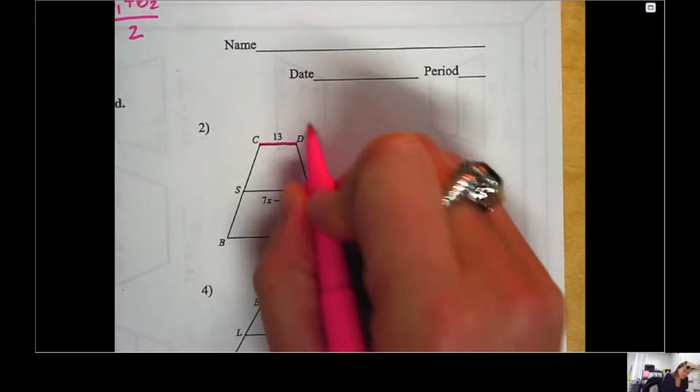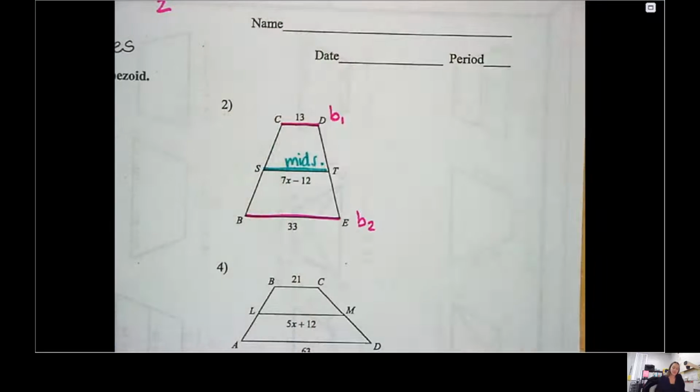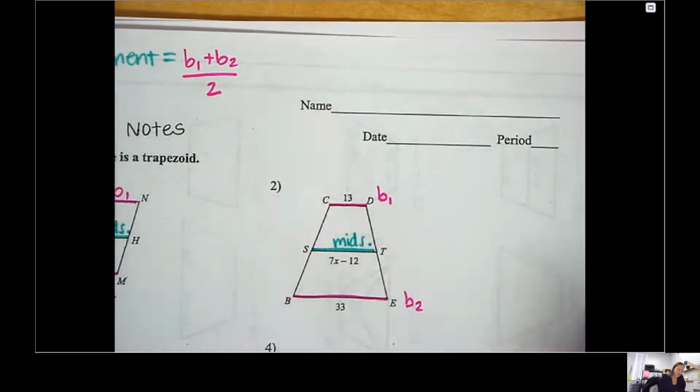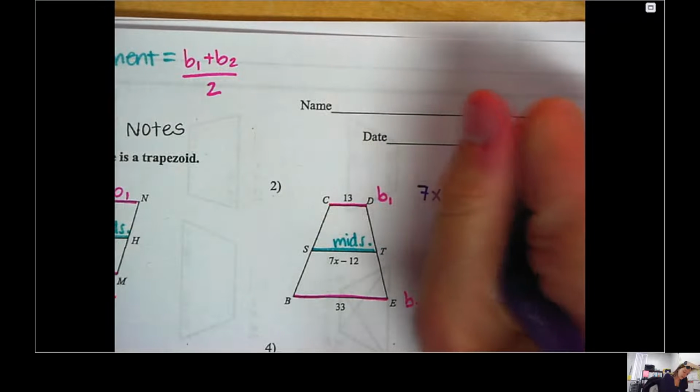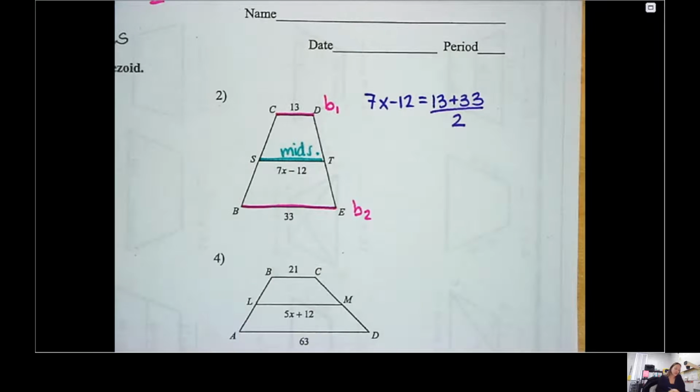Number 2, my base 1 is the 13. My base 2 is the 33. And it doesn't matter if you flip-flop these. It doesn't matter which one's base 1, which one's base 2. The only part that's important is that this one right here is your mid-segment. So we take my mid-segment, which is 7x minus 12, and set it equal to base 1 plus base 2 divided by 2. So again, a little bit of algebra.